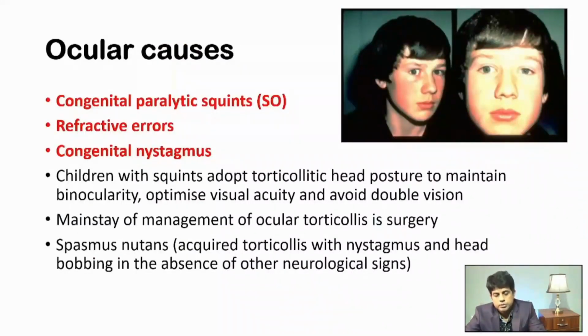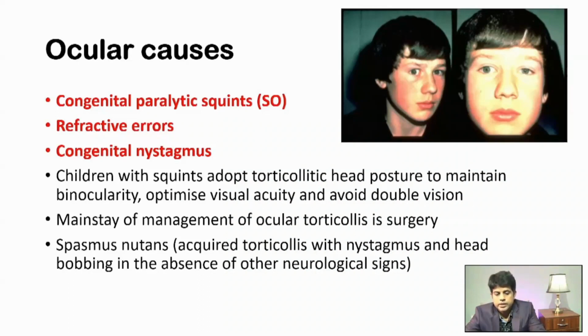Let's look at the ocular causes, or the eye-related causes, of torticollis. Eye-related causes are also an important cause of torticollis in a child. This means when an older child presents with torticollis, it is very important to refer that child to an eye surgeon to rule out eye-related causes. Examples include congenital paralytic squints, refractive errors, and congenital nystagmus. These conditions may need prescription of spectacles or sometimes ophthalmologic surgery.